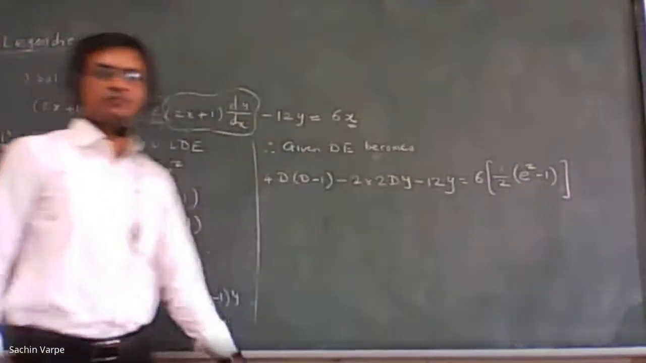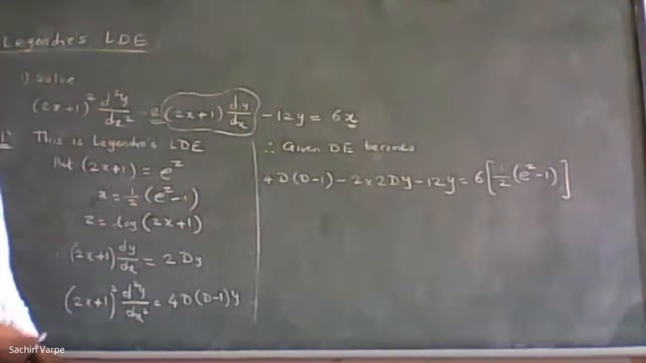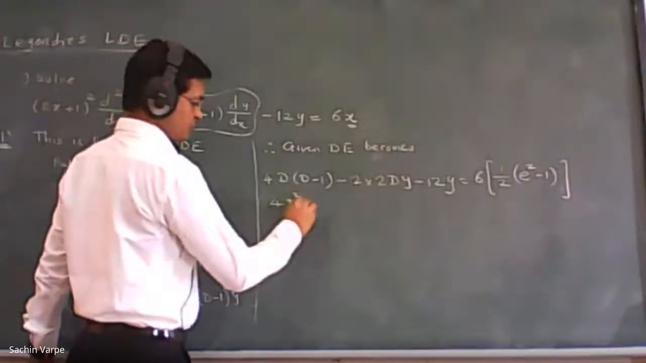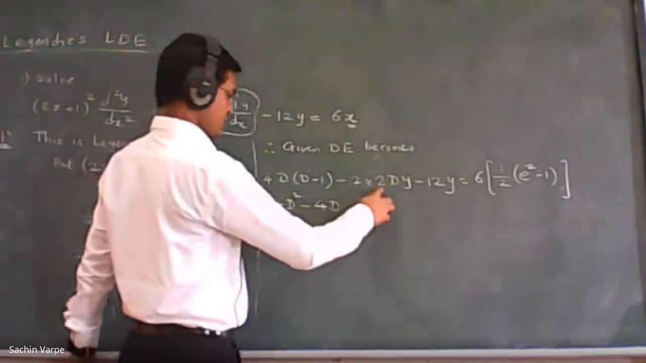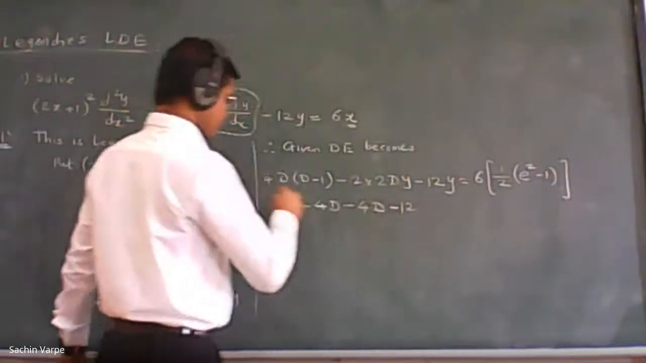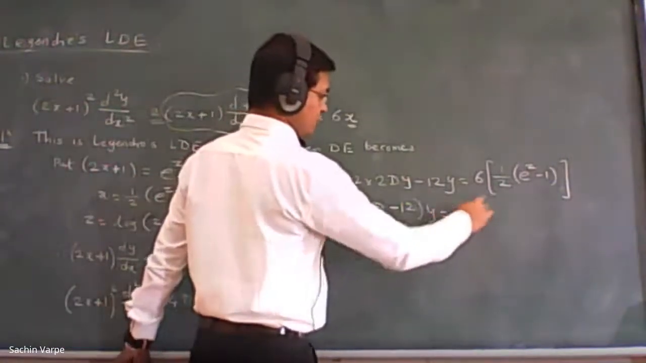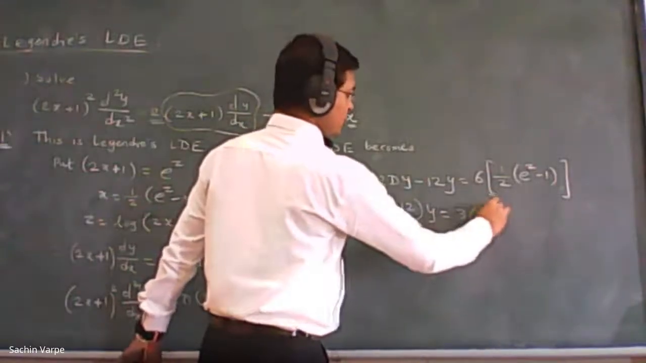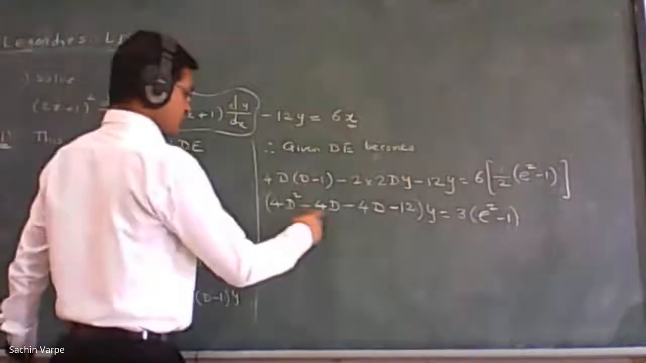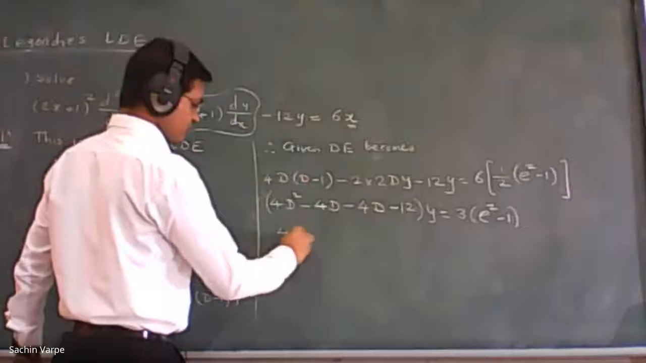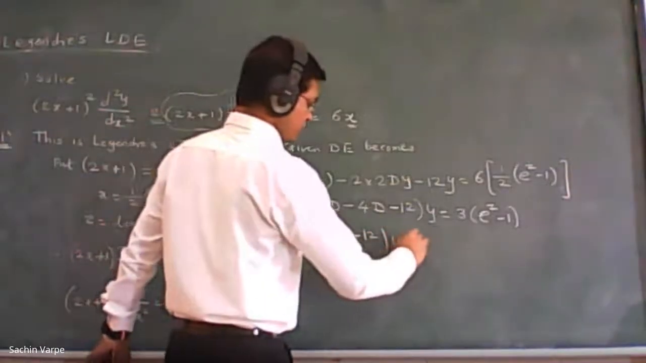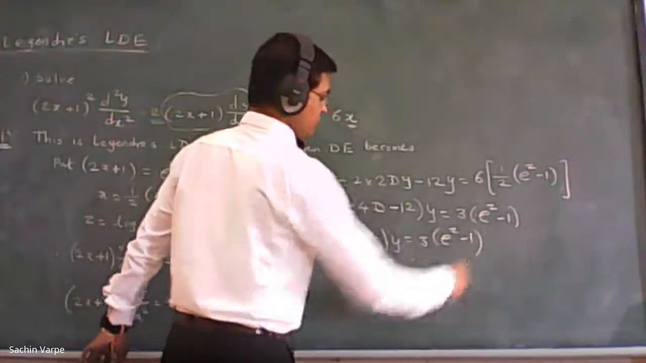Please ask if any doubt. Okay, so when I simplify this, it will be 4D square minus 4D minus 4D minus 12, whole times y, is equal to 6 by 2, that is 3 into e raised to z minus 1. Please check. Now, 4D square minus 8D minus 12 times y is equal to 3 e raised to z minus 1.